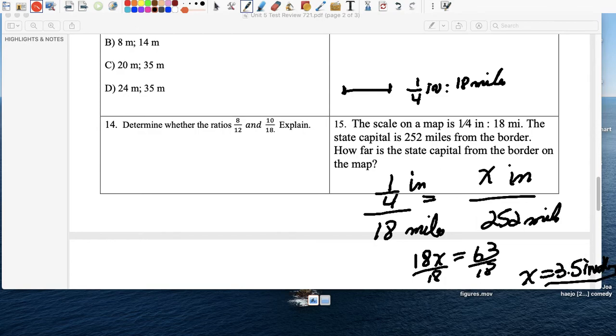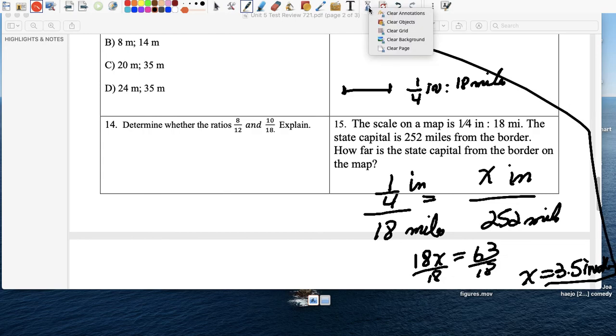Okay, that's it. So I got a preview of your test. These are the topics on Unit 5. As you can tell, they're very simple.